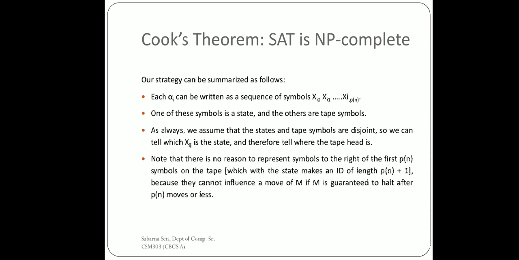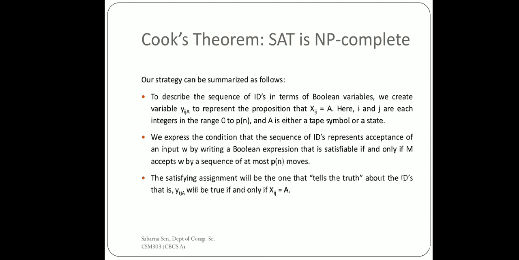Note that there is no reason to represent symbols to the right of the first p(n) symbols on the tape, because they cannot influence a move of M if M is guaranteed to halt after p(n) moves or less. Here we are restricting the working of the Turing machine up to n symbols. So definitely after processing n symbols it will halt. We will design it in that fashion only. It is not going to process any input after the nth occurrence, so we are going to restrict it there, okay. Now to describe the sequence of IDs in terms of Boolean variables, we create a variable, namely y_ija.